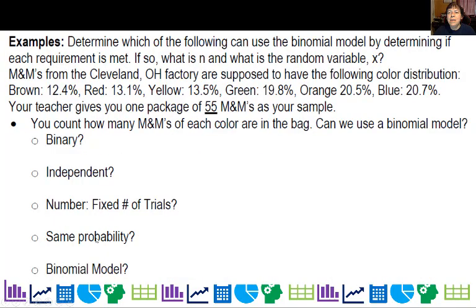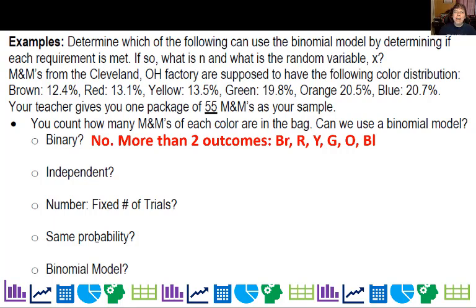All right. So let's go ahead and practice just seeing if certain problems qualify for the binomial model. So that's part of the skill set you need to learn. You have to be able to tell the problems apart. So let's say we're going to look at M&Ms from Cleveland, okay? And this is the actual distribution for the Cleveland, Ohio factory, all right? And I give you one package of 55 M&Ms as your sample. And you count how many M&Ms of each color are in the bag, all right? Can we use the binomial model?